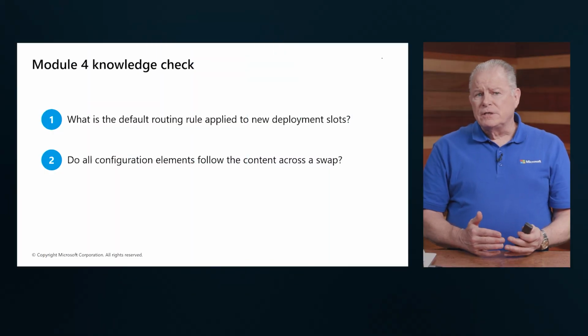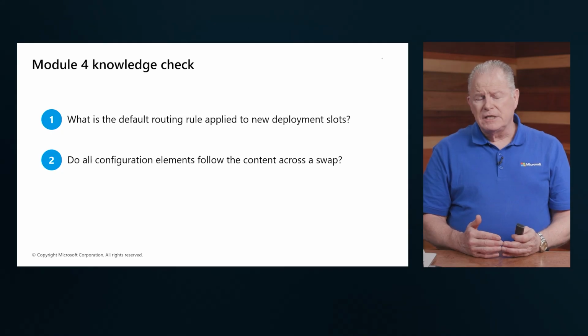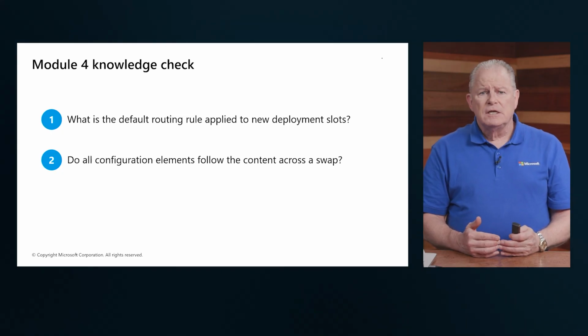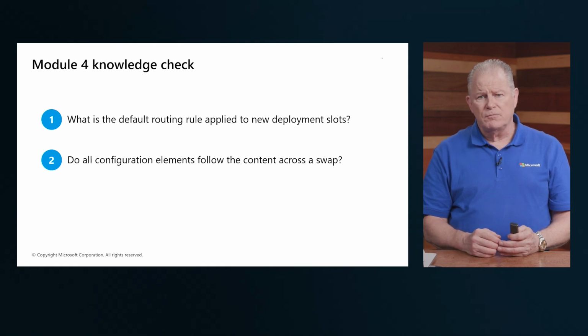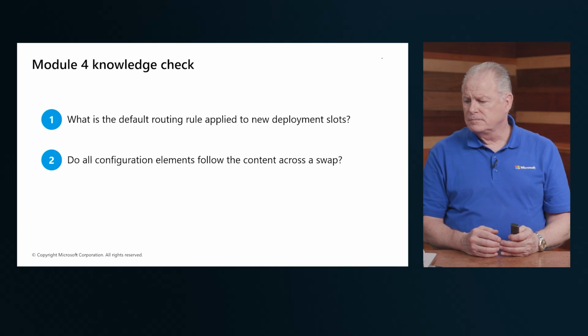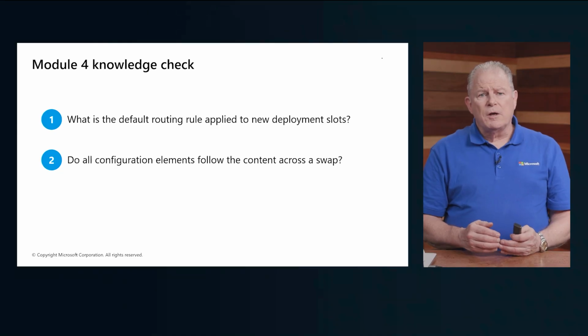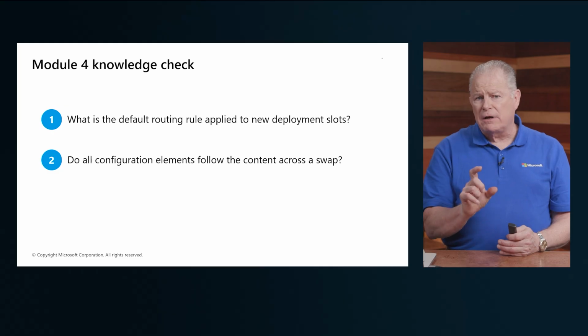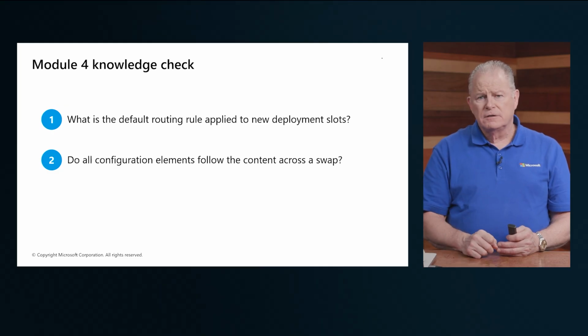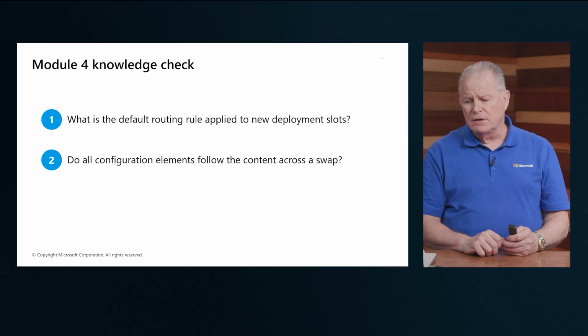Welcome back. We're going to close out this module on staging and swapping slots. So question number 1, what is the default routing rule applied to new deployment slots? You can pause the screen for a minute while you come up with an answer. So welcome back. By default, remember, a new slot has 0 routing to that slot itself. So that was the default routing value of 0.